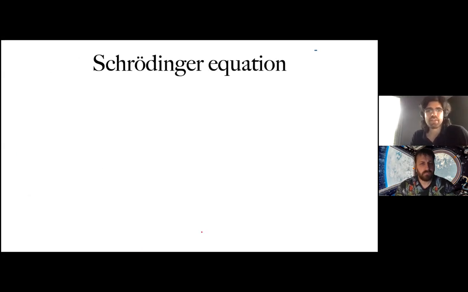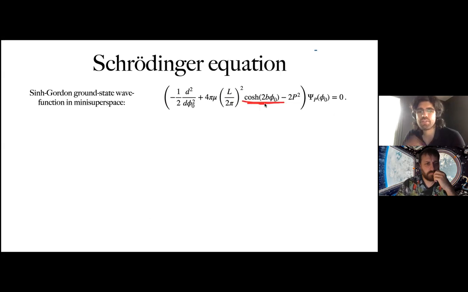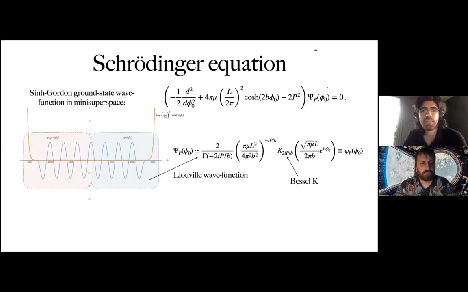Thank you. So in the mini superspace approximation, the ground state will satisfy some Schrodinger equation. That's the Schrodinger equation that you get from the Hamiltonian of the theory in this limit. The potential is cosh, which is the potential of the sinh-Gordon. And this equation is the so-called Mathieu equation. So it's completely solvable, but we're not going to solve it exactly. We're going to just have a feeling of the physical problem.